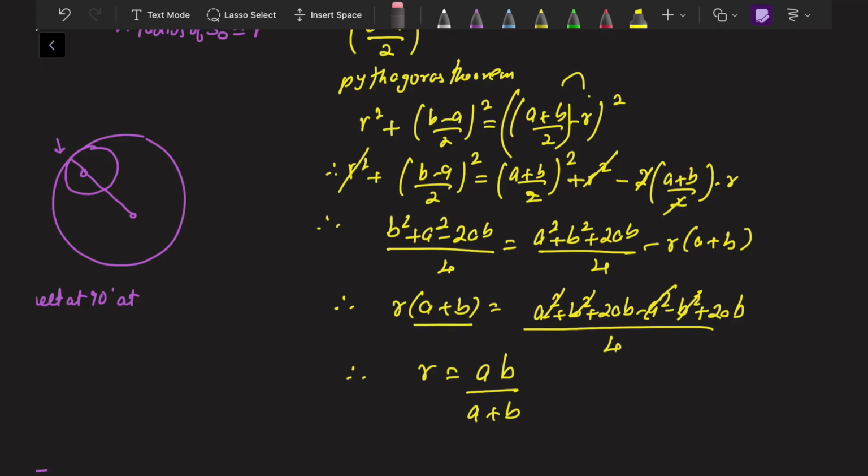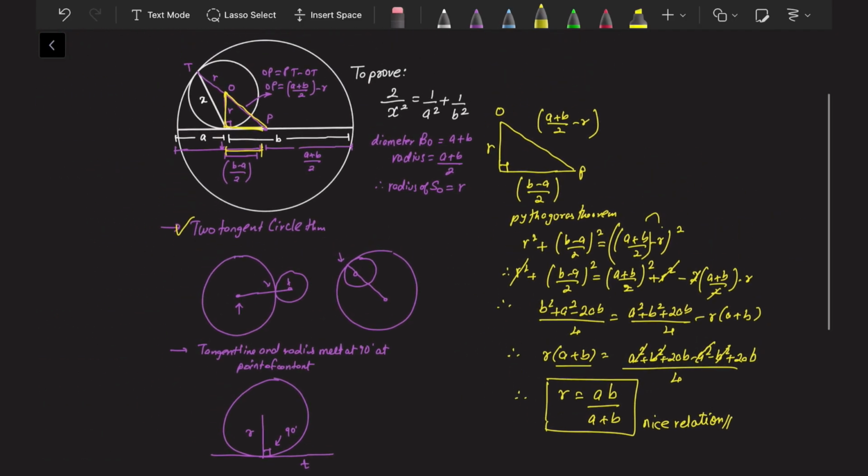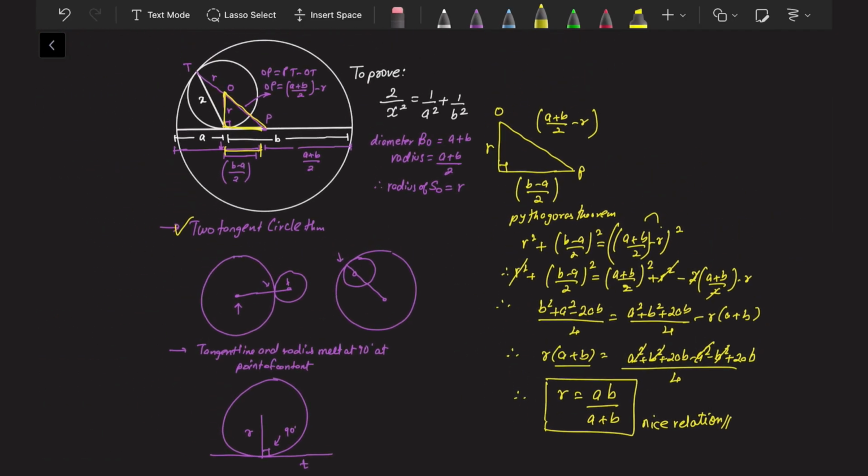It's not working. Let us go with the hand only. It is also a nice relation, that what would be the radius of such a circle fitted in a manner. So just now we have got the radius of the smaller circle in terms of a and b. Now let us move forward.